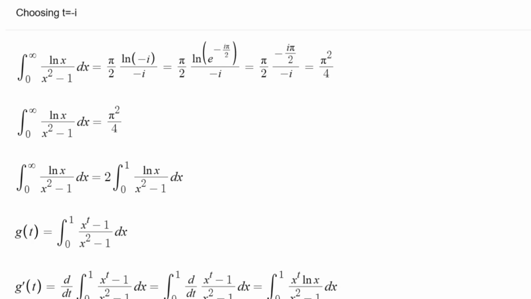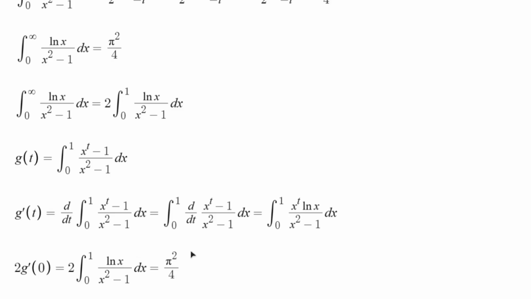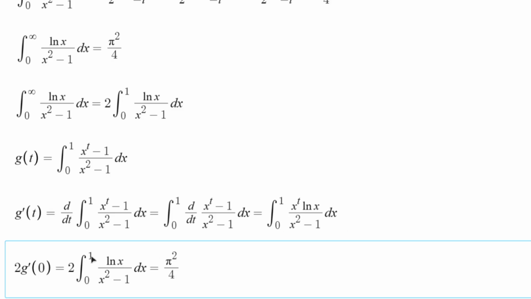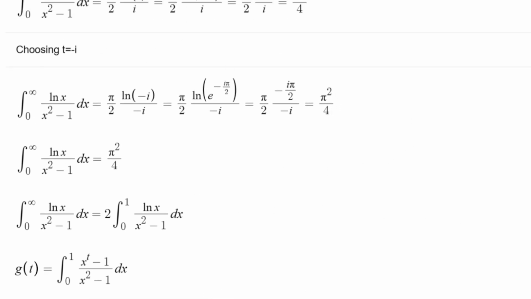So next, let's take g prime of t using the Leibniz rule for differentiation under the integral sign. So g prime of t is the derivative with respect to t of this function of t. Using the Leibniz rule, we just bring that derivative inside the integral and evaluate the partial with respect to t of the integrand, and this is what we get. Now we'll notice that if we take 2 times g prime of 0, we get 2 times the integral from 0 to 1 of natural log x over x squared minus 1 dx, and that is equal to pi squared over 4, which we showed previously.